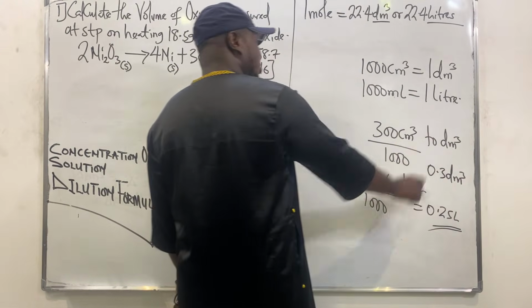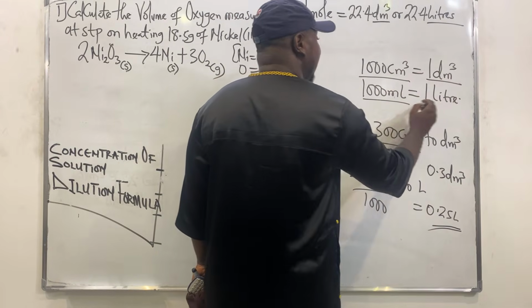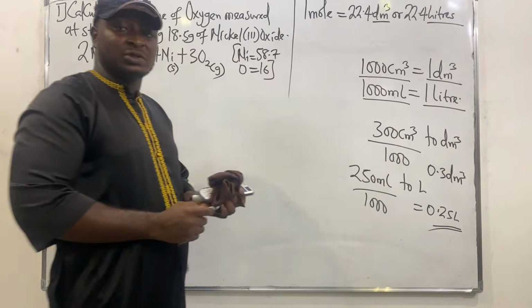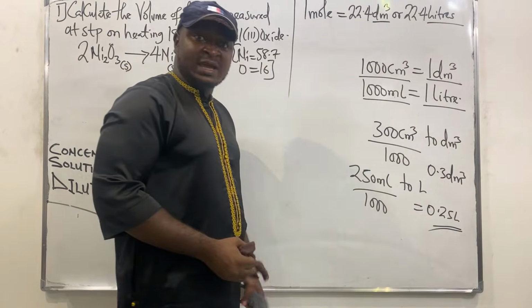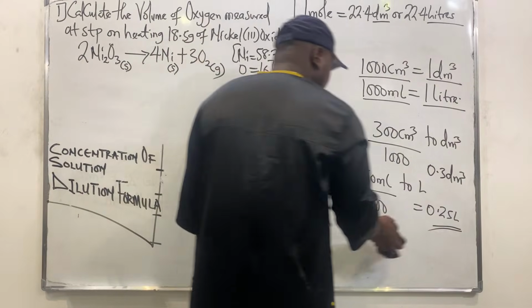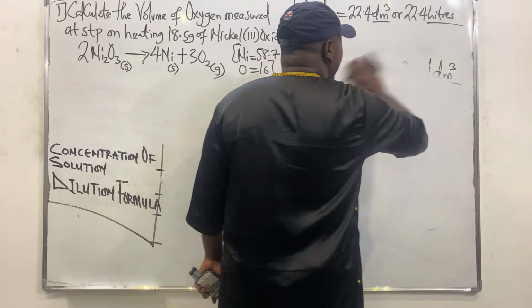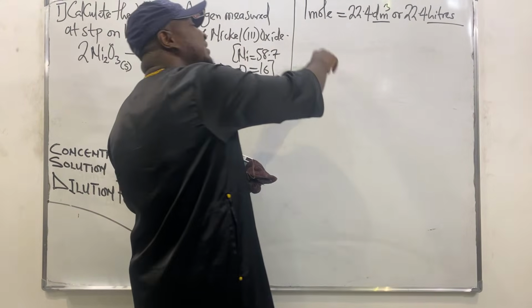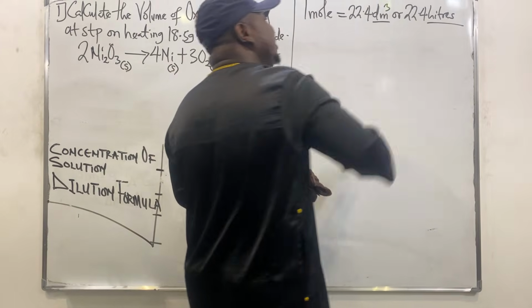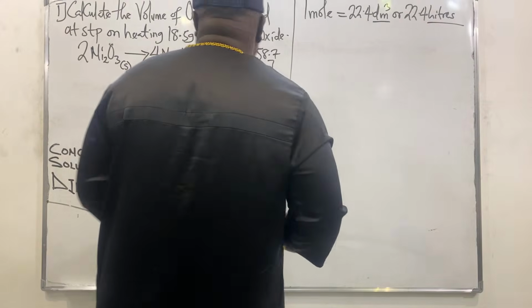This is how you go from mil to liter, and this is how you go from cm cube to dm cube. 1000 centimeter cube equals 1 dm cube, 1000 mil equals 1 liter. Please take notes. Class, what am I telling you? Because we're entering the side of volume now where you will need this knowledge. 1 mole of any substance contains 22.4 dm cube at STP, or 22.4 liters.